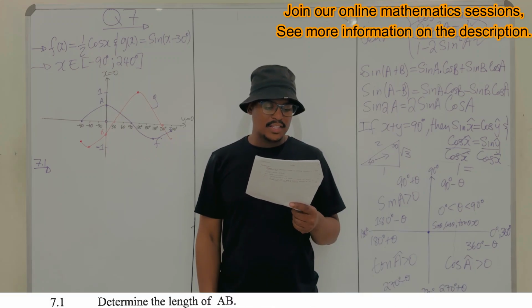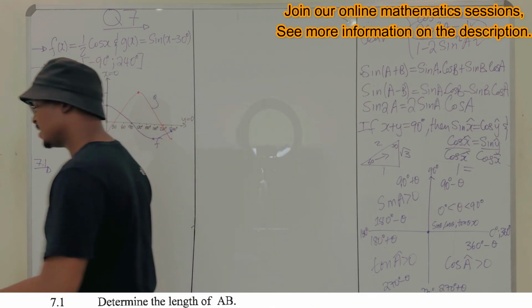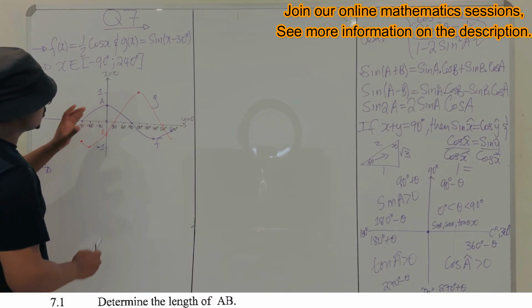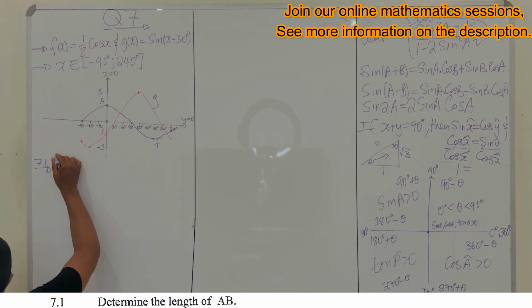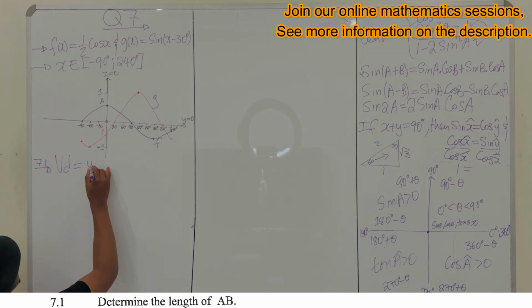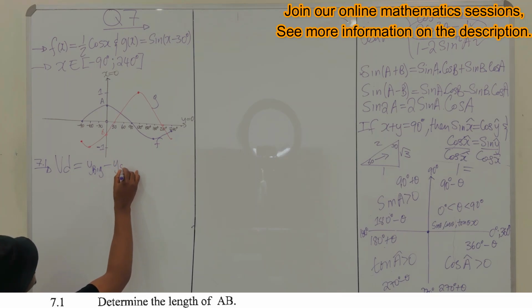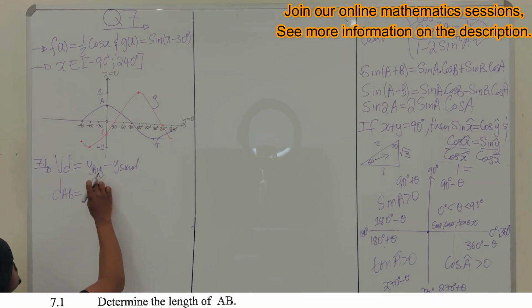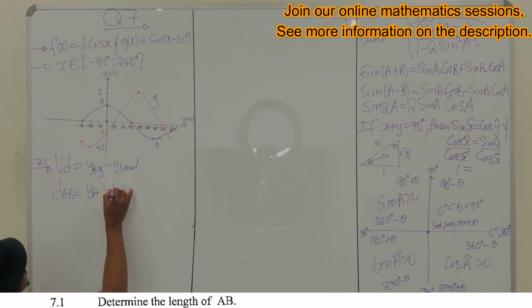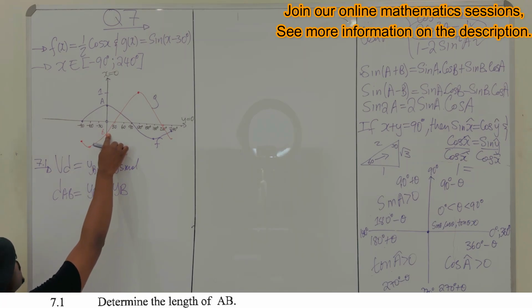So at 7.1, they want us to find the length of AB. So they want us to find the length between these y-intercepts. These points are directly above each other, so we're looking for the vertical distance, right? To find the vertical distance, you say the big y value minus the small y value. So the big y value will be the y value of A minus the y value of B.